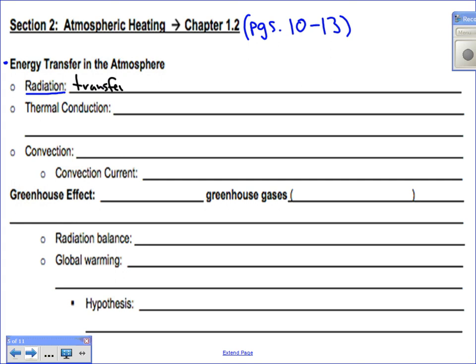Transfer of energy, E, via electromagnetic waves. Okay, so this is one method of energy transfer in our atmosphere.